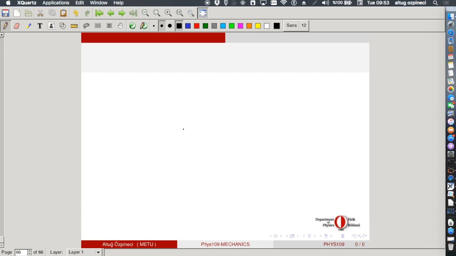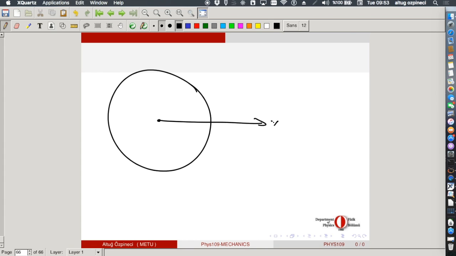Okay, let's look at the trajectory once more. So we have this circle. Our object is going along that circle. Now let's put our coordinate axis now, so that we can talk about the components of the position. So let's choose this as our x-axis, this as our y-axis.